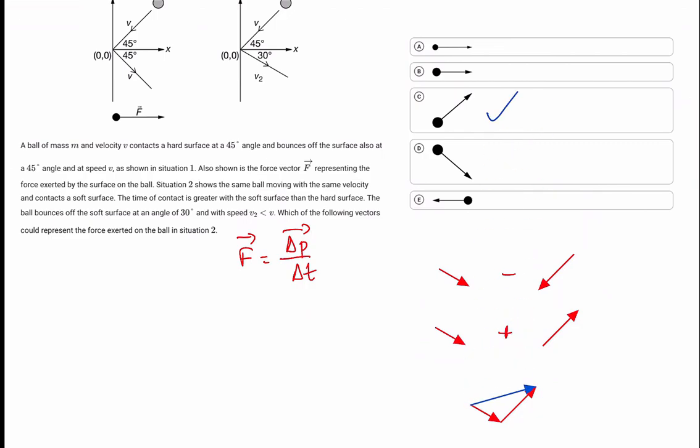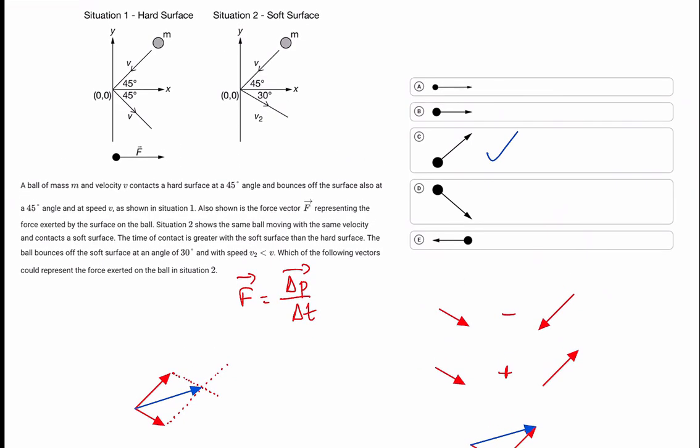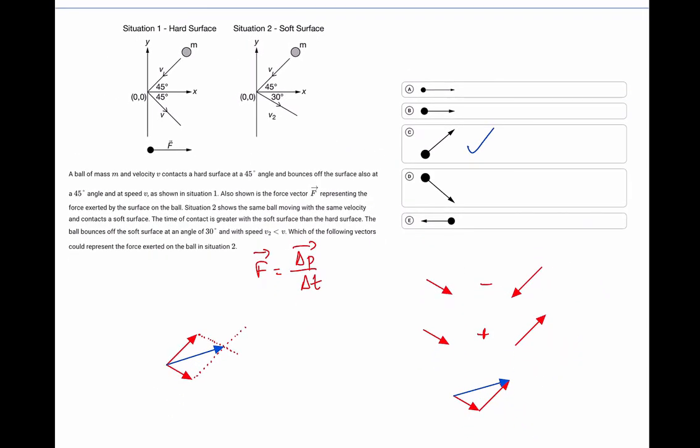If you want, you can use the parallelogram method. The parallelogram method is that we make the two vectors originate from the same origin, and we try to draw with a dotted line a parallel vector to the first one, then a parallel dotted line to the second one, and the resultant is a vector that is the diagonal of this parallelogram. So in both ways we find the answer to be C.